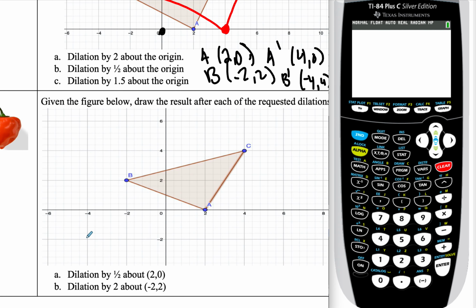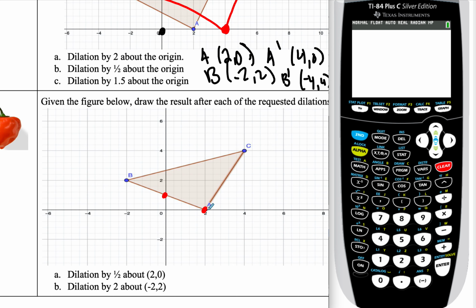So I'm going to look at this first one, a dilation about 2, 0 with a scale factor of 1/2. So now look, I'm at 2, 0. What's going to happen to A? A is going to stay exactly where it is. It's 0 away from itself. It's going to remain 0 away. Okay? B. Now B, I've got to go up 1 and over 2. Actually, technically I've got to go up 2 and over 4, so I'm going to go up 1 and over 2.